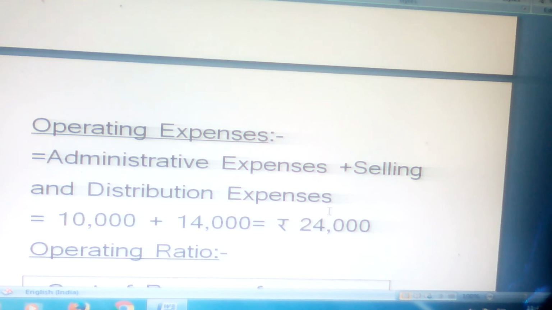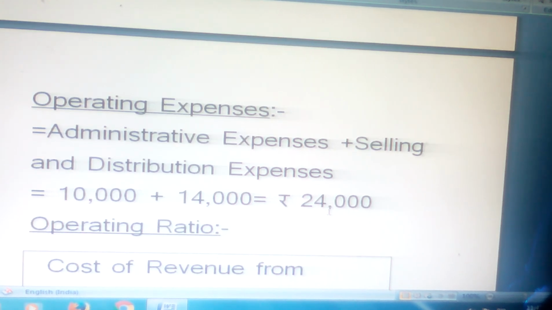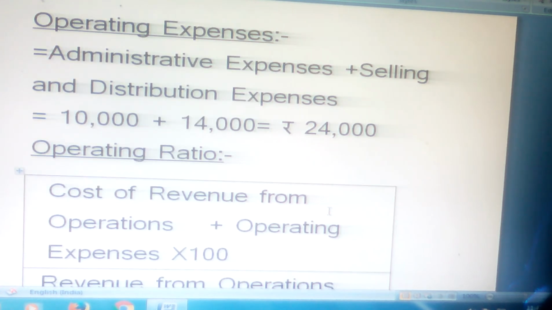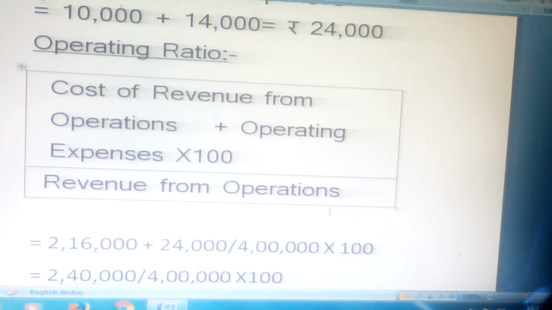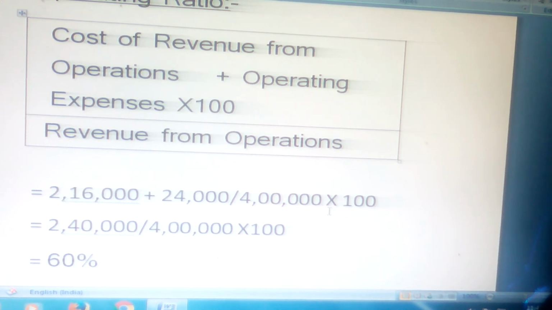Then moving for operating expenses, nothing but administrative expenses and selling expenses. We add together 10,000 plus 14,000, we got it 24,000. So apply the formula, operating ratio: cost of revenue from operations plus operating expenses divided by revenue from operations into 100. Cost of revenue from operations 2,16,000 plus our operating expenses 24,000, divided by our revenue from operations 4 lakhs into 100. So 2,40,000 divided by 4 lakhs into 100. We got it 60%. That's what our operating ratio.